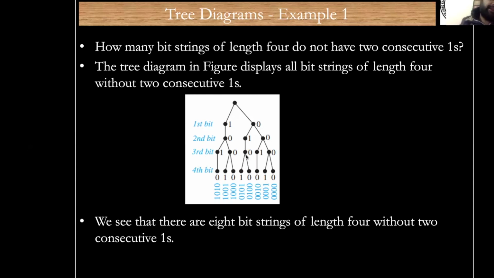So for example, here we can see that the string that corresponds to this particular value is 1010. That corresponds to this particular string is 1001, 1000, 0101, 0100, 0000, and that's all the strings that have been enumerated. And if you just count these ones that we have reached at the tip, there are 8 bit strings of length 4 that do not contain 2 consecutive ones.